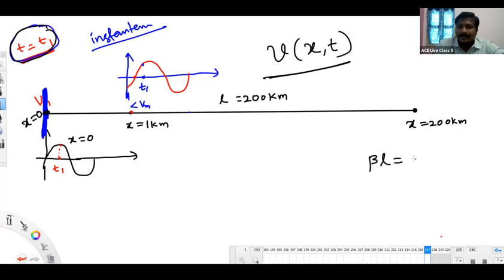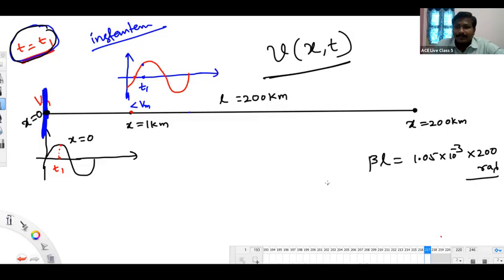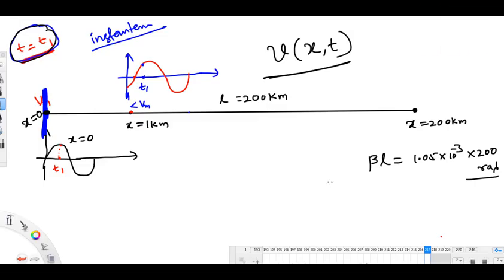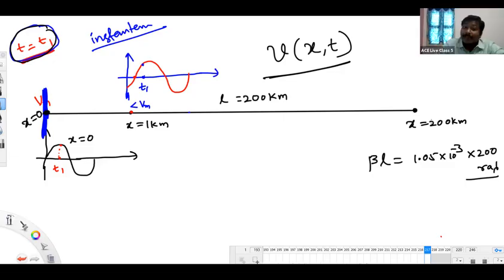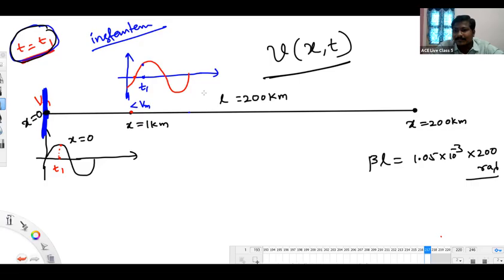What is the phase shift? Beta L. Beta is about 1.05 times 10 power minus 3, into 200 radians. It is not equal to 360 degrees. Two pi is for what? If the length of the line equals the wavelength, then you get 2 pi. If the length is not equal to lambda, then for any x, the phase shift is beta x, and for the full line, beta L.